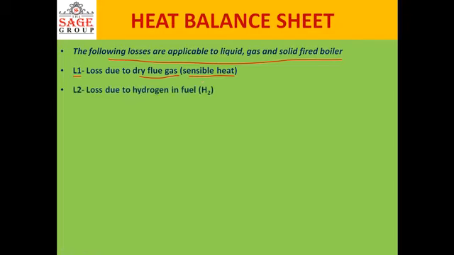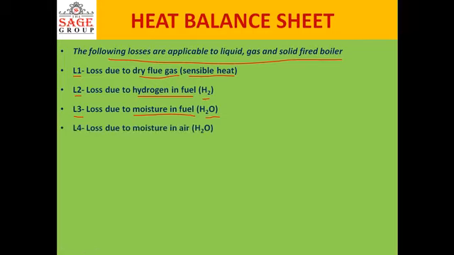The second loss is L2, and this is the loss due to hydrogen in fuel, H2 in fuel. The fuel has different elements: carbon, hydrogen, sulfur, etc. So there are losses due to the presence of hydrogen in the fuel. The third loss is L3, the loss due to moisture in the fuel, H2O. If moisture is present in the fuel, that will also take some amount of heat, so this is also a loss.